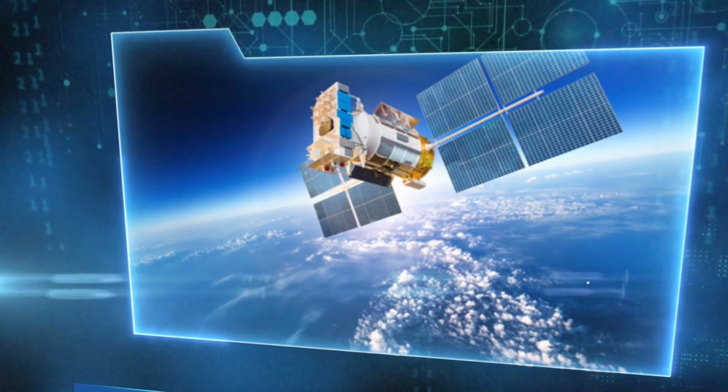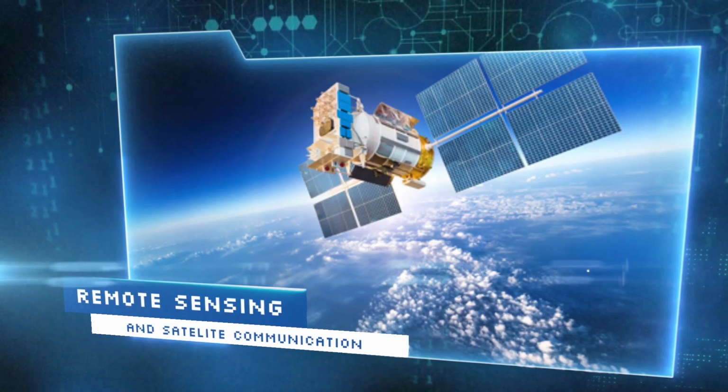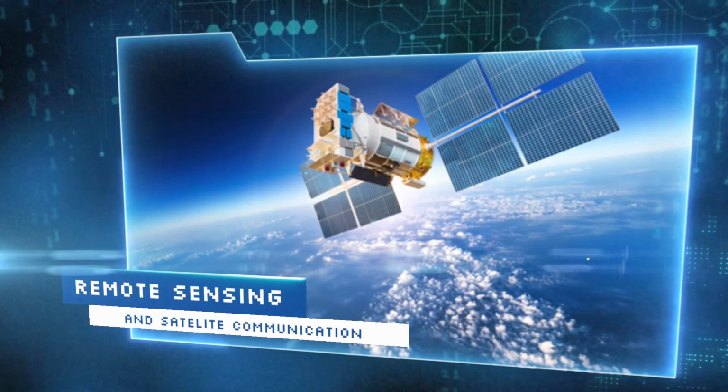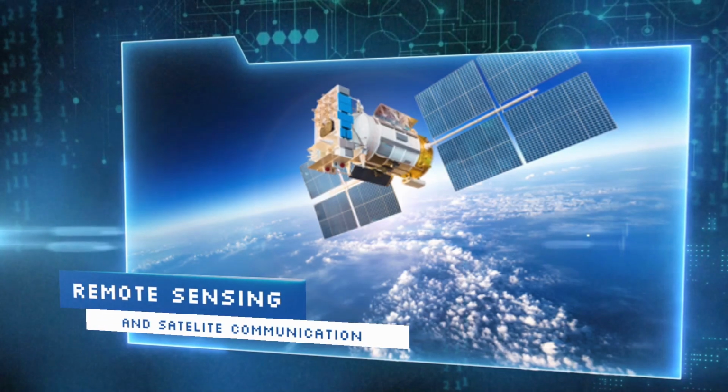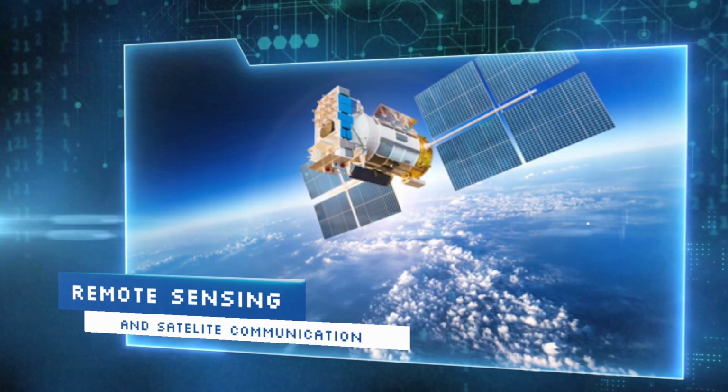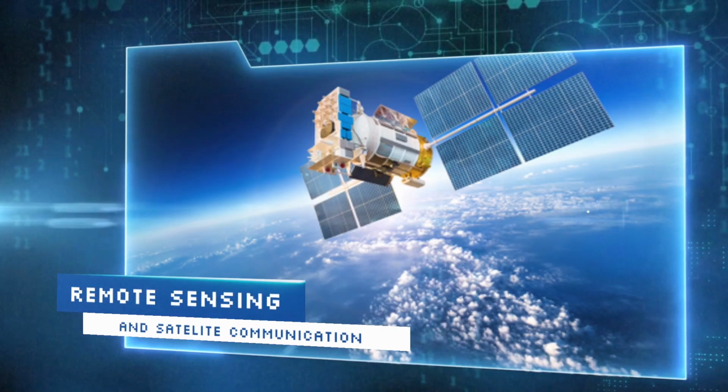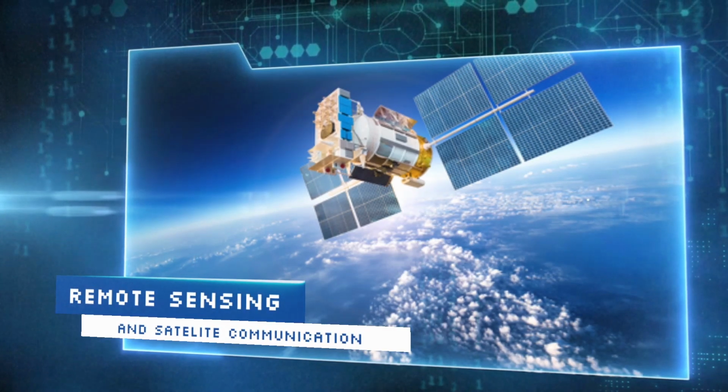Remote sensing and satellite communication. Microwaves are employed in remote sensing applications, such as monitoring environmental conditions, measuring soil moisture, and studying atmospheric phenomena. They are also used for satellite communication, allowing the transmission of data between satellites and ground stations.